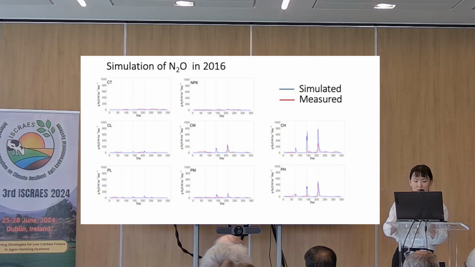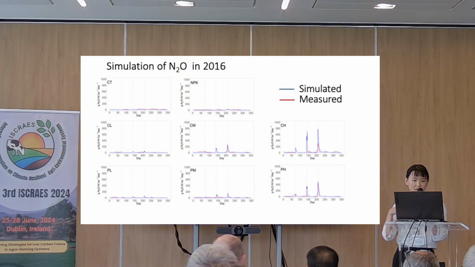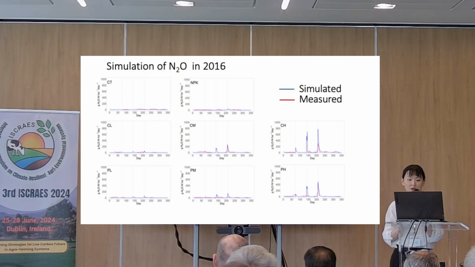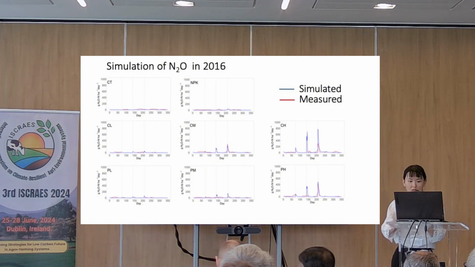Especially there, the second peak, you can see always a blue peak. That is after one time of manure application. So the model always simulates a very high peak in N2O emission. However, in reality, we didn't. At least from the data of the technician, there is no very high peak in N2O emission.